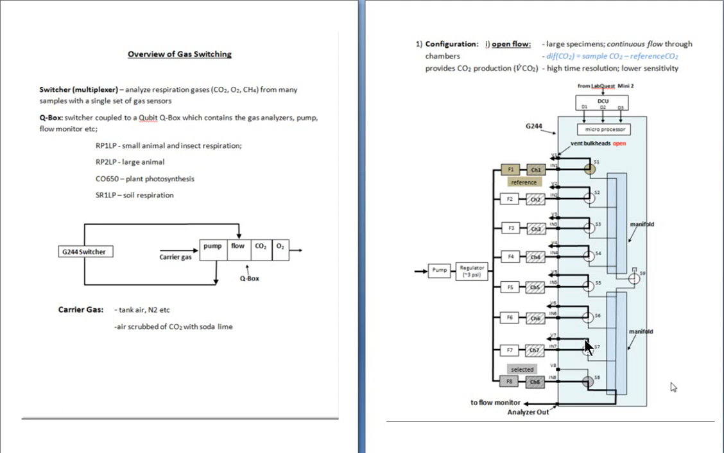The selection of the chamber is controlled from Logger Pro, the software, through what's called a DCU, Digital Control Unit. This digital control unit outputs three signals, D1, D2, and D3, which can be used as bits, and 3 bits will let you count up to 8. So these are passed to the microprocessor within the switcher, the G244 switcher, and the microprocessor uses those bits to count a particular channel that's to be selected for analysis.